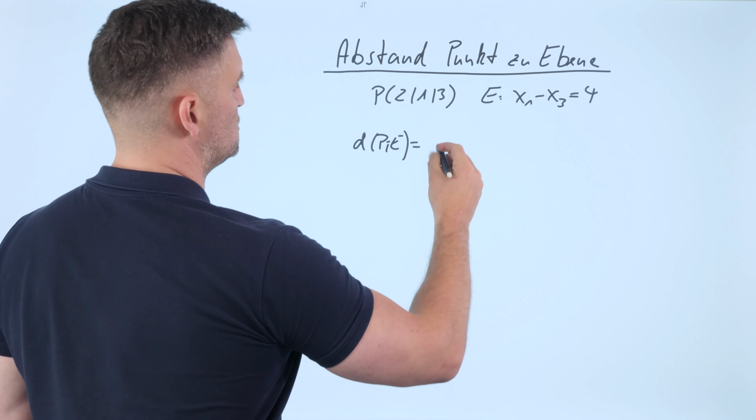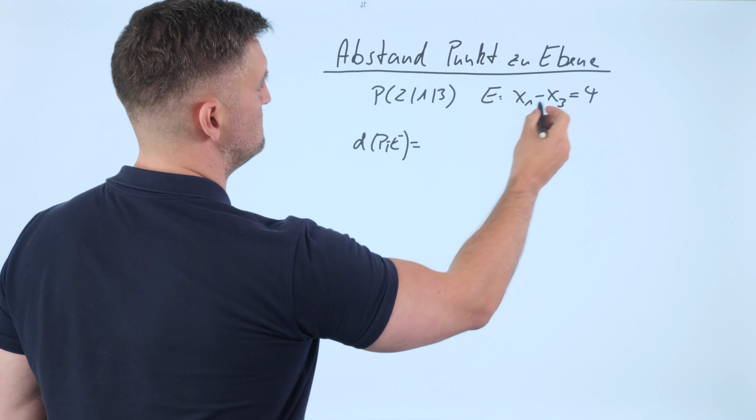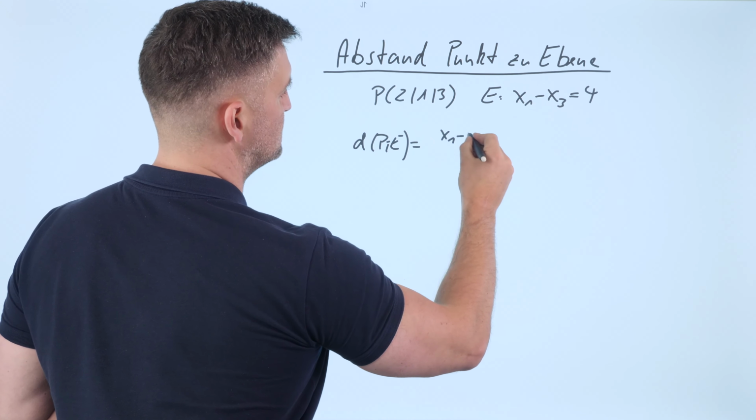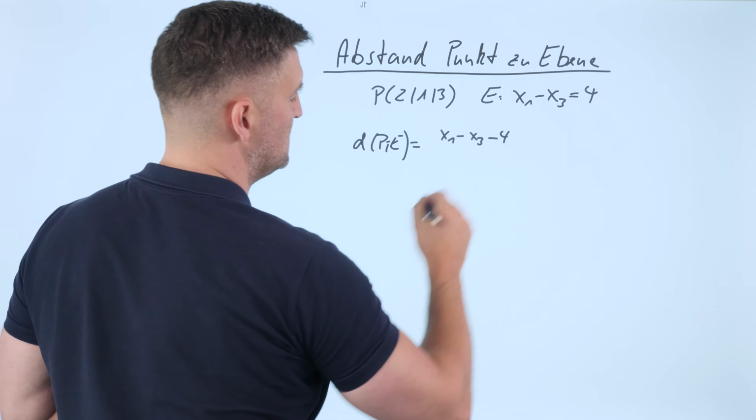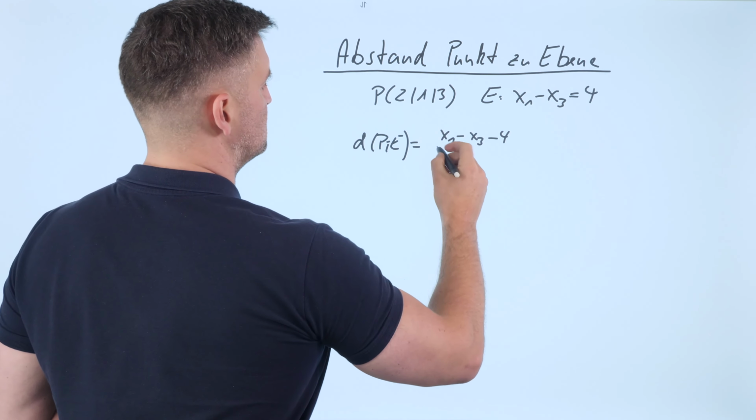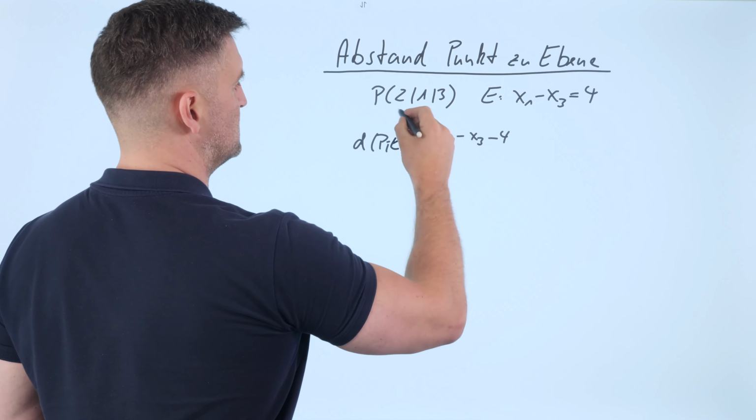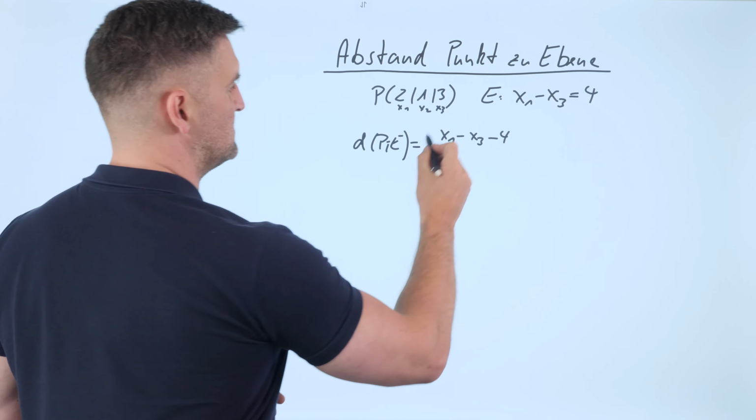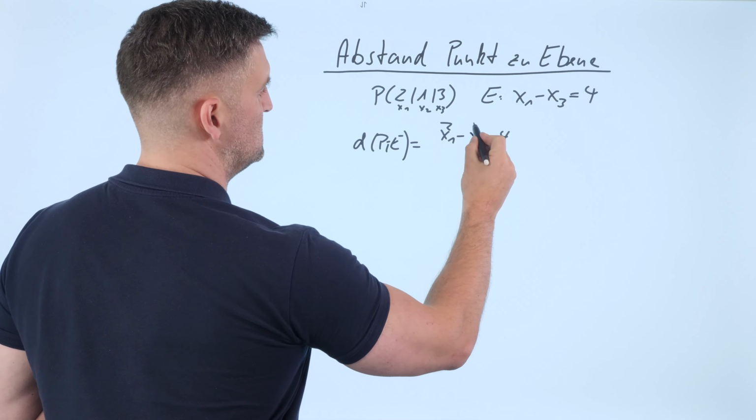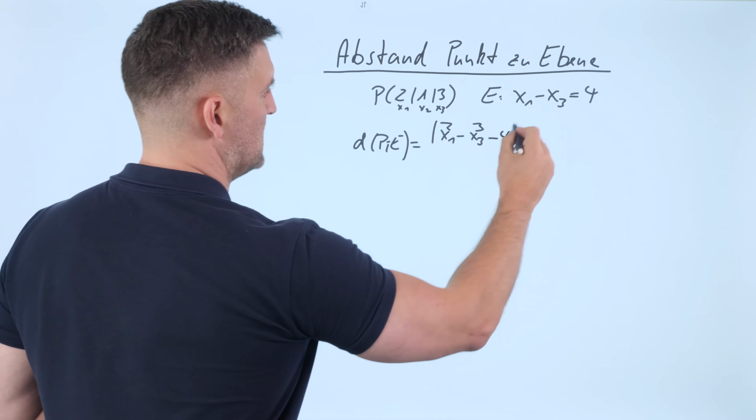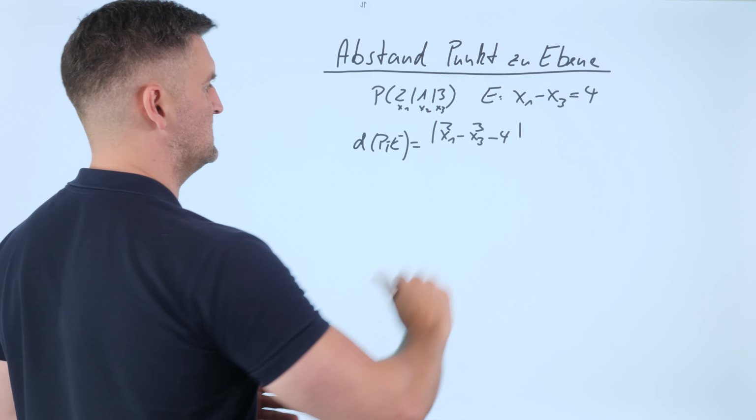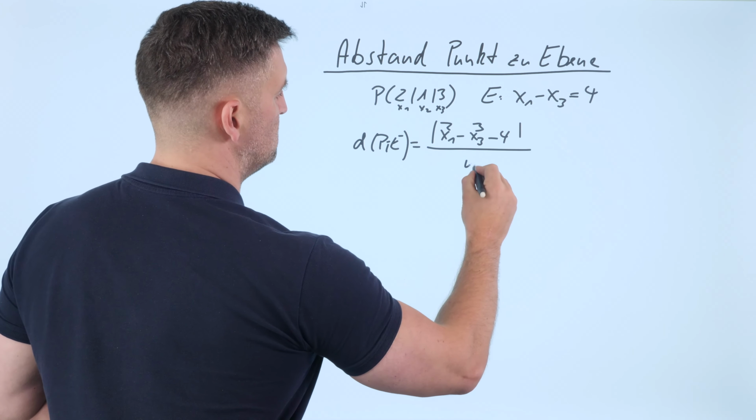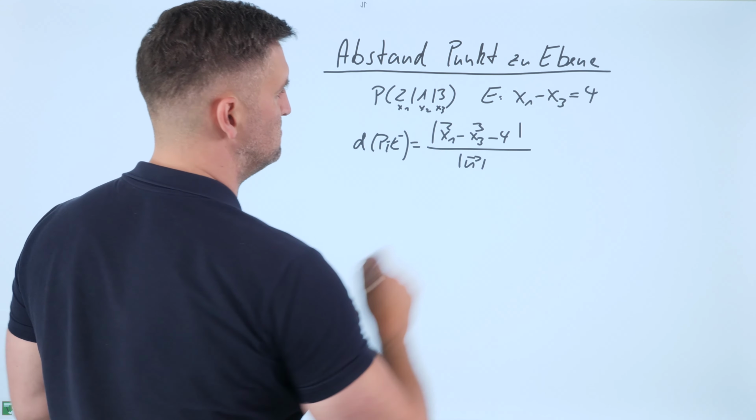And at this point we now need the coordinate form x1 minus x3 minus 4. And then the whole thing is substituted with P accordingly with x1, x2, x3. We don't have x2 given, which means we'll have to substitute 2 here and 3 here. Absolute value brackets around it in case the result is negative. And below we still need the n vector for the absolute value.